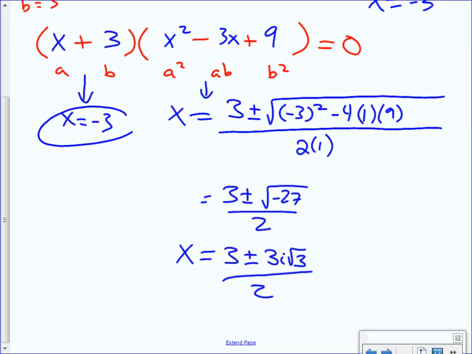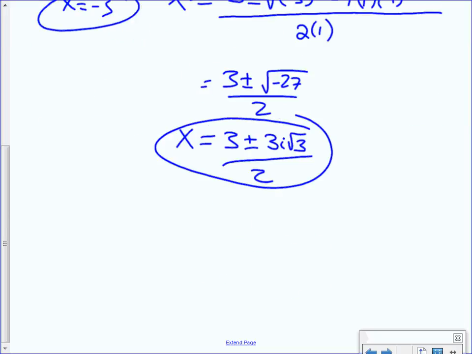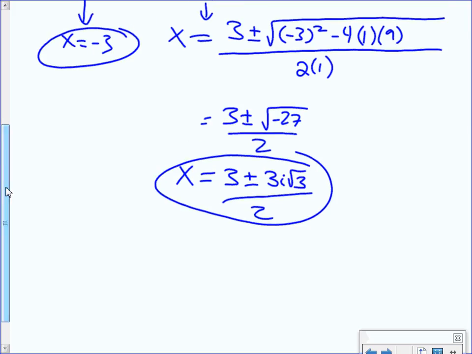When we do this, we have to put it into the quadratic formula. Find all the solutions, and there's 3 of them. So 1 real solution and 2 imaginary solutions. Just put that.